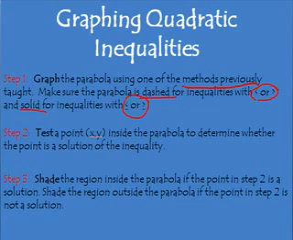Step 3, you're going to shade the region inside the parabola if step 2 is a solution, so if it's a true statement, and you want to shade outside the parabola if the point in step 2 was not a solution. So in other words, if you got a false statement. Okay? And those are the steps we're going to follow today.